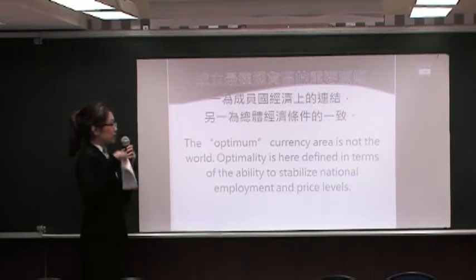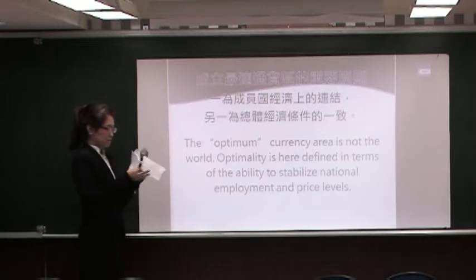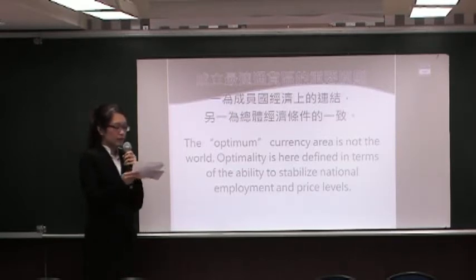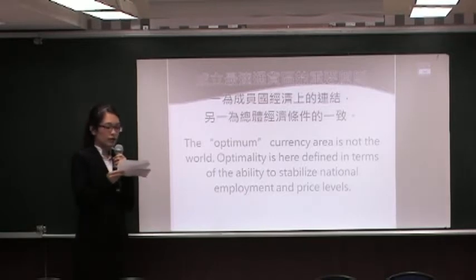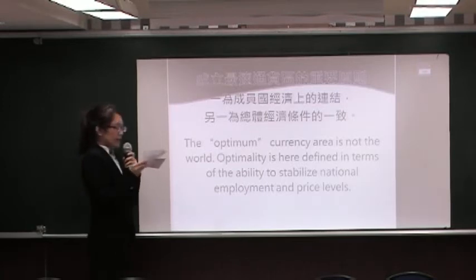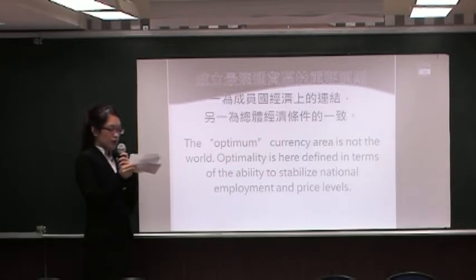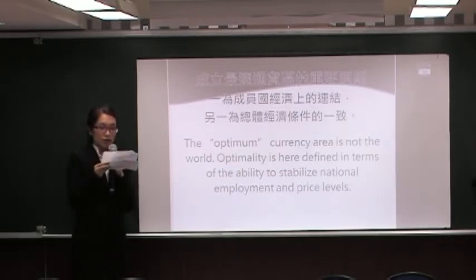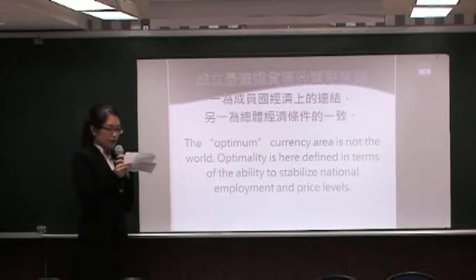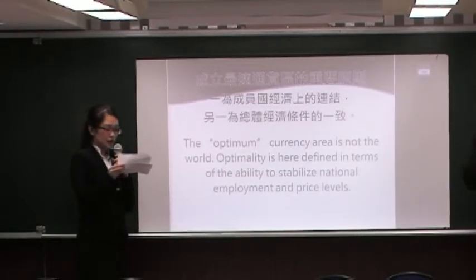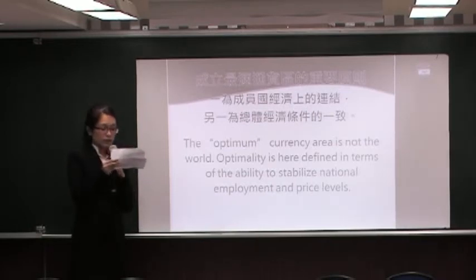So our shortly condition about this theory is unemployment could be avoided in the world economy if central bank agree to adjust it. But a currency area of each type can't prevent both unemployment and inflation among its members. The fault lies not with the type of the currency area, but with the domain of the currency area. The optimal currency area is not the world. Optimality is here defined in terms of the ability to stabilize national employment and the price level.